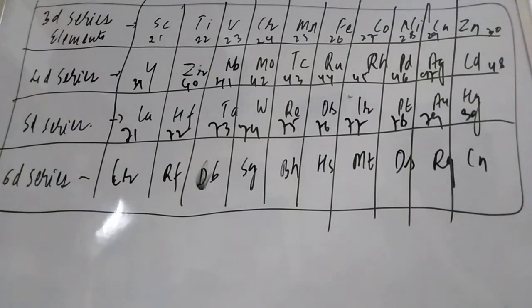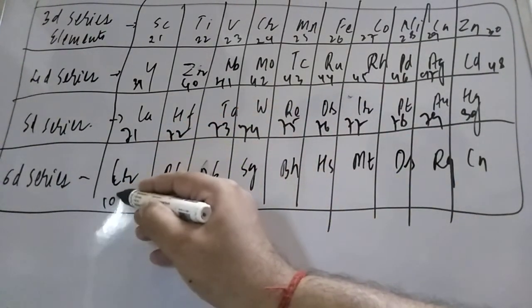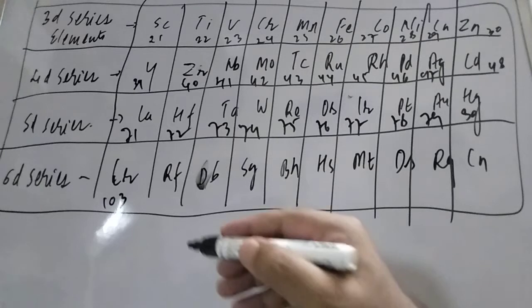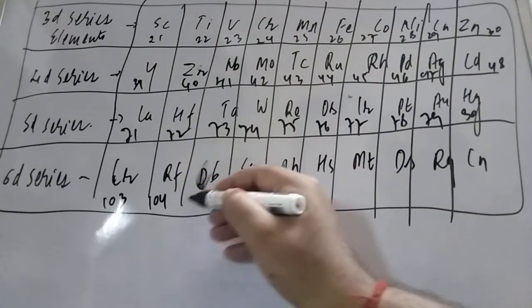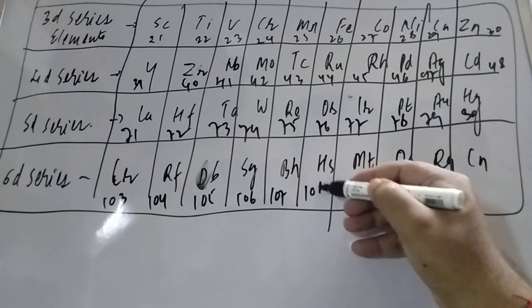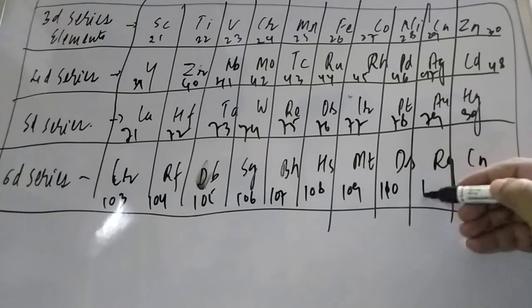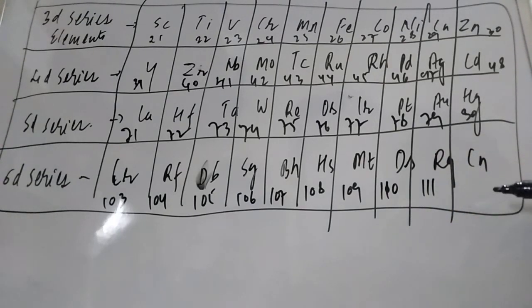And for the 6D series, lawrencium starts from 103. Lawrencium 103, Rutherfordium 104, 105, 106, 107, 108, 109, 110, 111, and 112. So this is all about the atomic numbers and symbols of the elements.